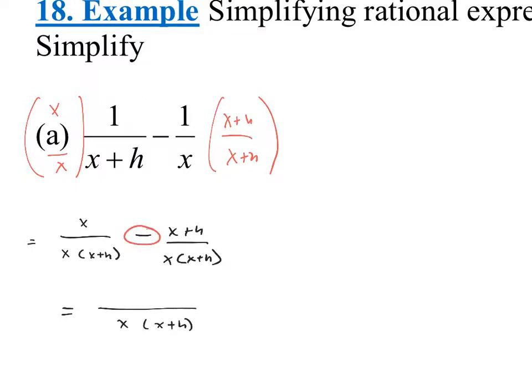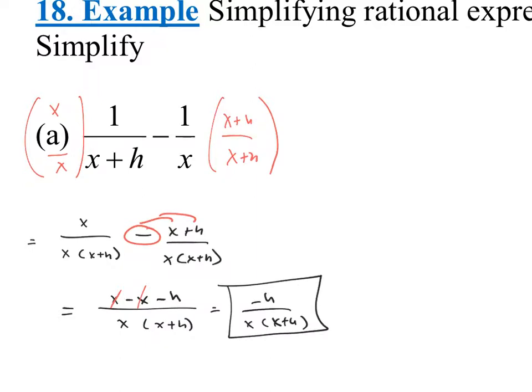Again, though, I cannot express how important it is. You have to distribute that negative. So I'd have an x, and then I'd have a minus x, and a minus h when I distribute the negative. You have to remember to distribute that negative. On top, notice those x minus x are going to cancel. So I'm left with a negative h all over x times x plus h. No other common factors there, nothing else that I could do. That would be my final answer.